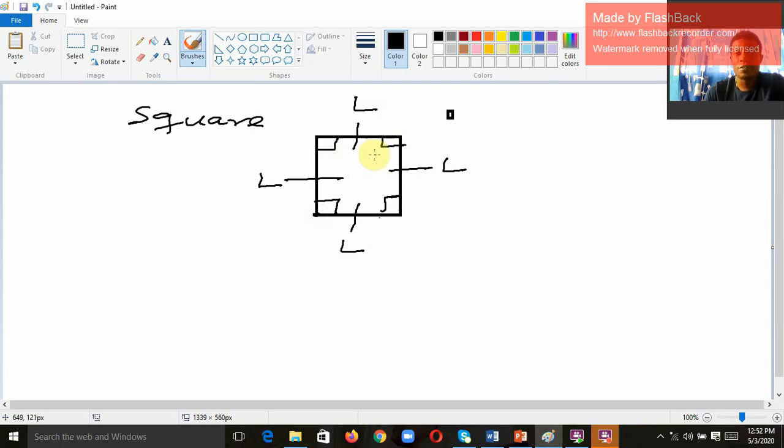If you look around, it has 4 sides. All the sides are equal. Now the interior angles are 90 each. So the sum of angles in this shape is 360.